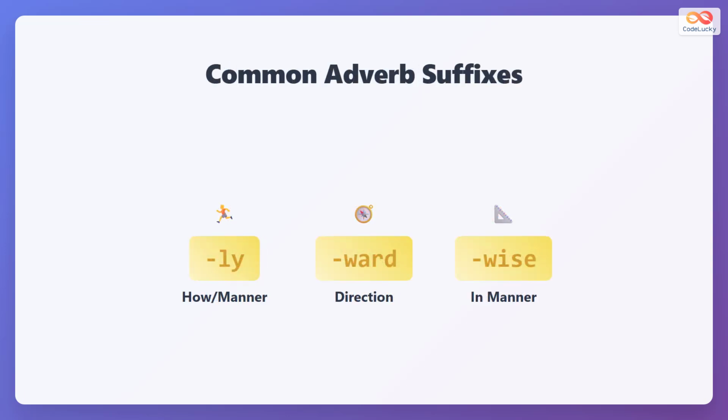Adverb suffixes describe how, when, or where actions happen. Ly shows manner or how something is done, like quickly from quick. Ward shows direction, like forward from for. Wise shows manner or way, like clockwise from clock. Adverbs usually answer how questions.